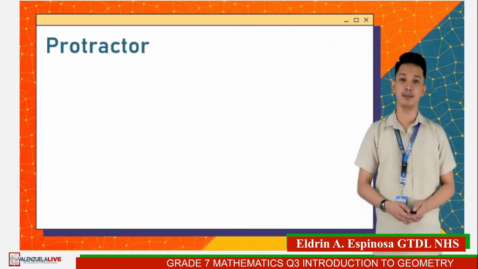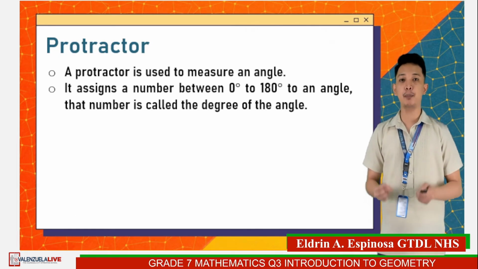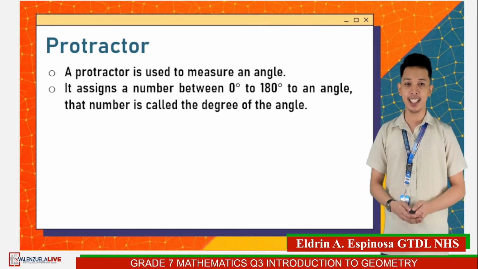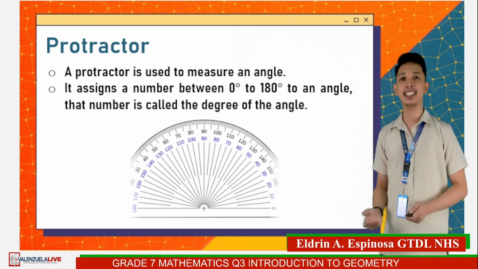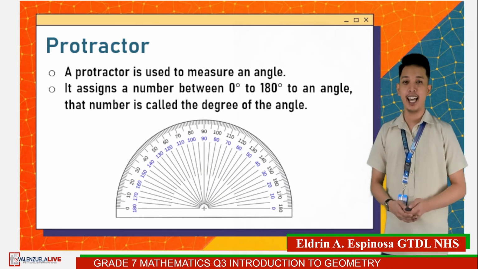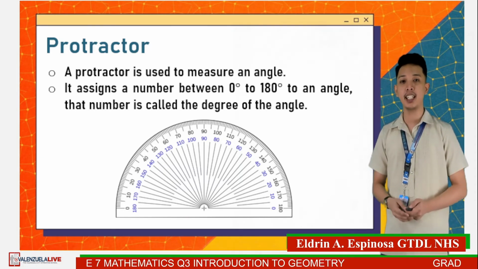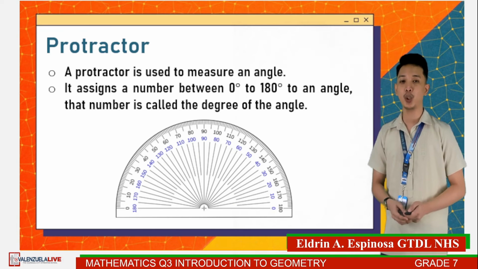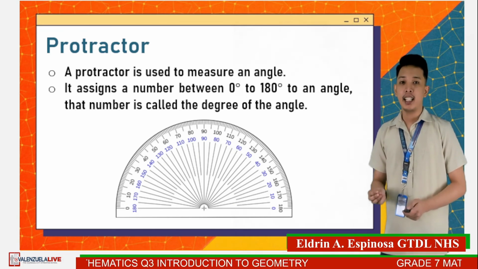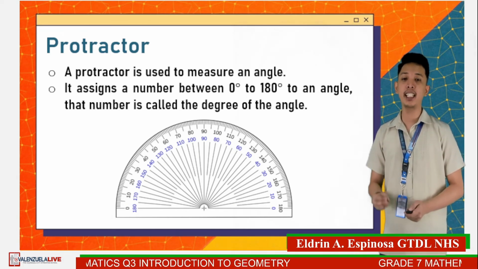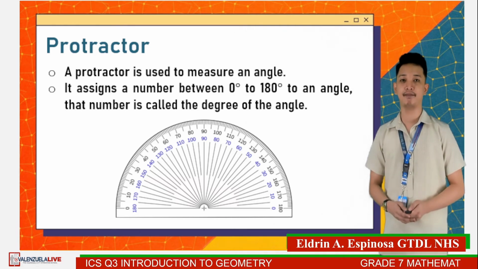Next, the protractor. A protractor is used to measure an angle. This is an example of a protractor. As you can see, it assigns a number between 0 degrees and 180 degrees to an angle. That number is called the degree of an angle.